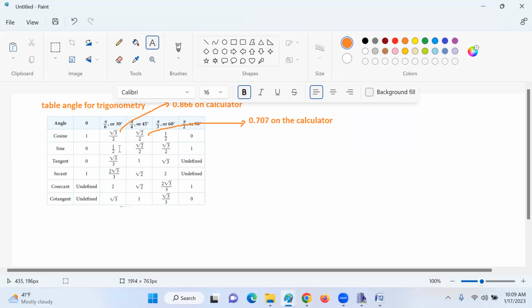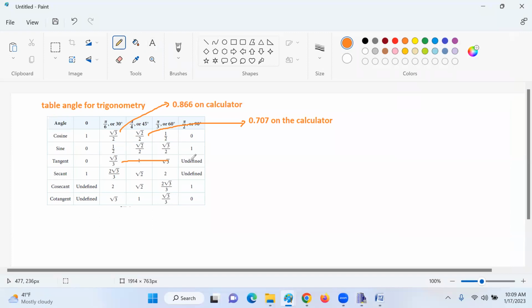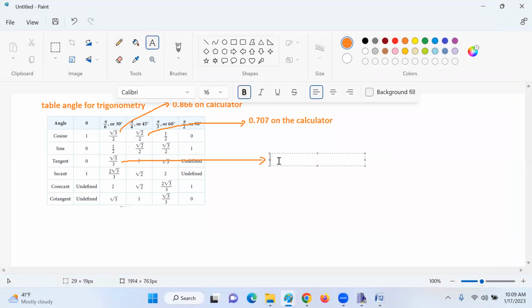So the tangent is simply y over x, and then we can figure it out. So let's say I want to figure out what is the tan of 30 degrees. So when you use the calculator, the tan of 30 degrees is 0.577. So this is actually the angle, right? 0.577.